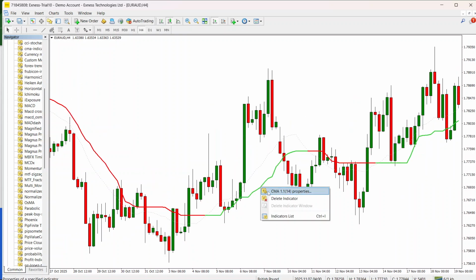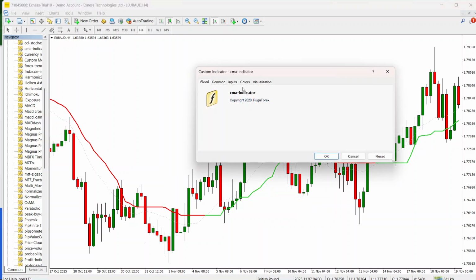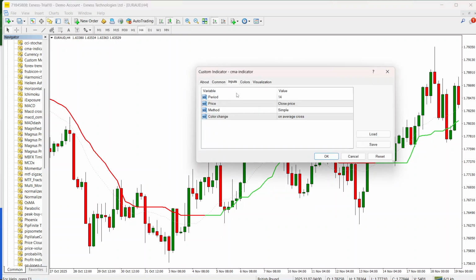Now let's look at the settings. The main CMA period setting controls how many bars are used in the smoothing calculation, with shorter or smaller periods giving faster, more sensitive lines, while longer periods create slower and very smooth trend curves.